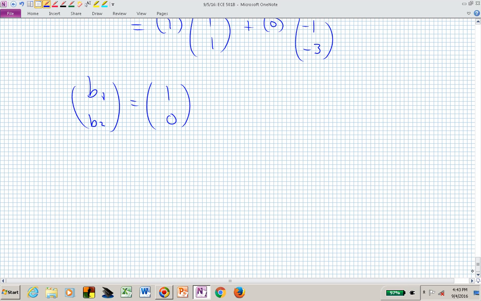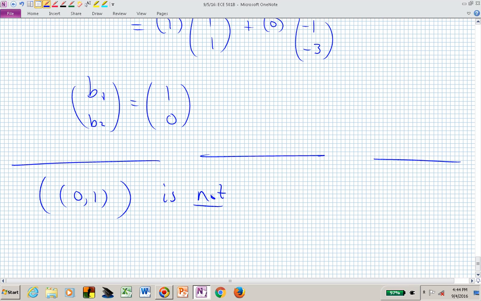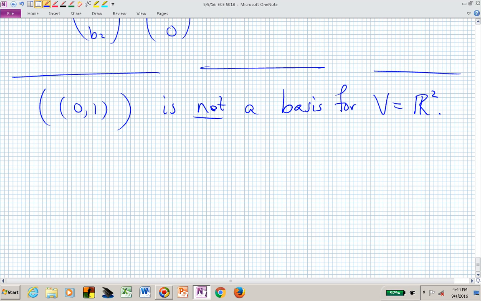Let's look at another example. Suppose that somebody now gives you the following list. And the list is now just a single vector. This list is in fact not a basis if our underlying vector space is R2, which we know it is because we had two coordinates in our vector, an x-coordinate and a y-coordinate.